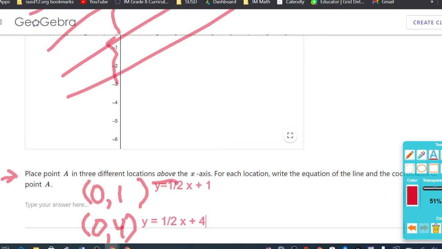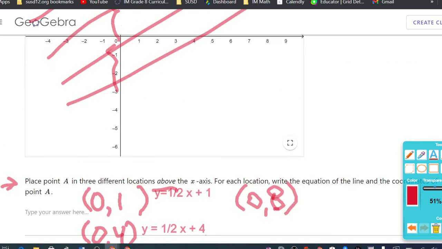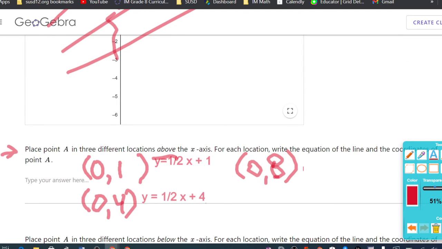Can you see the pattern that's happening? I don't even have to write down my next point. I don't have to move it. I know what's happening. If I put the y-intercept at x equals 0, y equals 8, then do you know what the equation is going to be? Oh no, where did it go? Try that again. Y equals 1/2 x plus 8, because it's moving 8 units up.